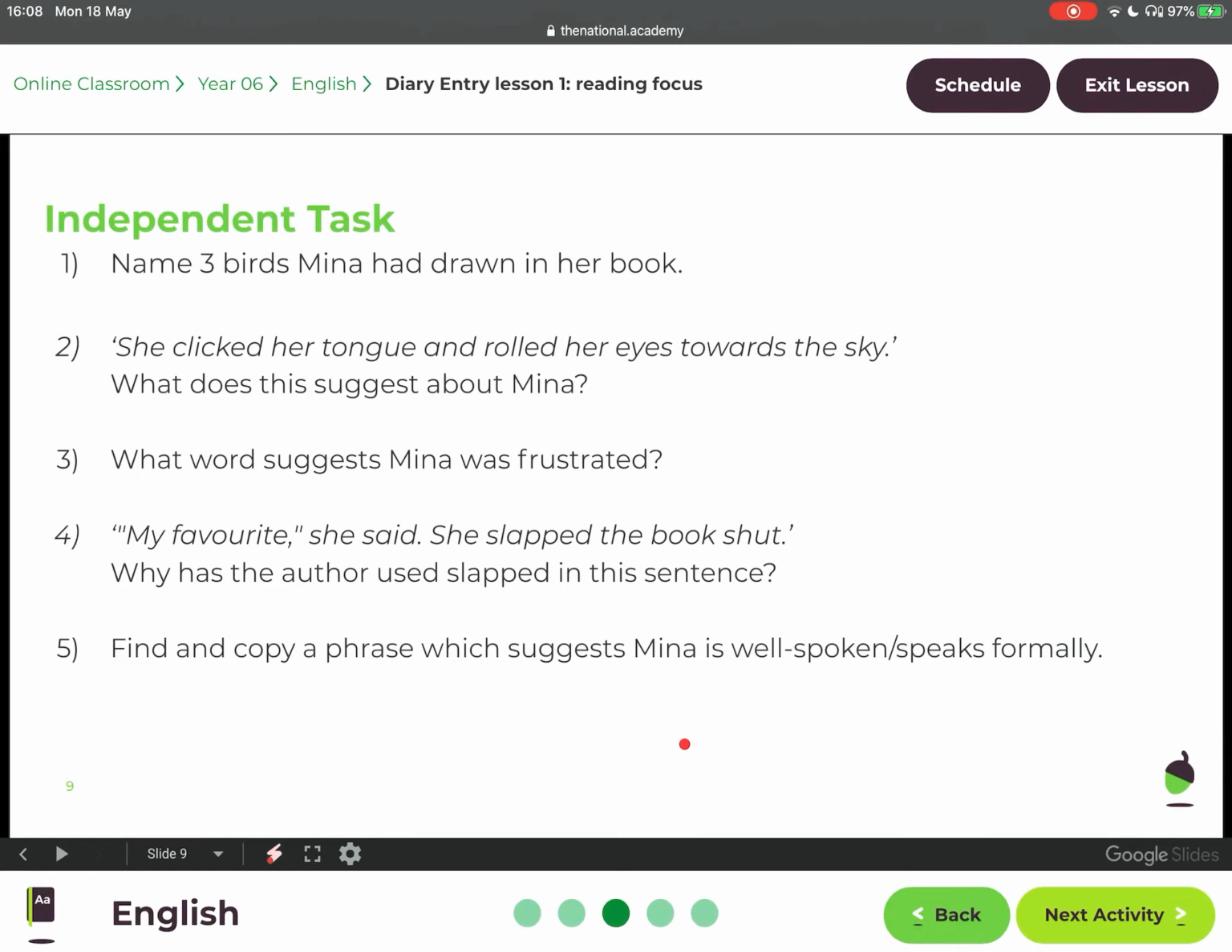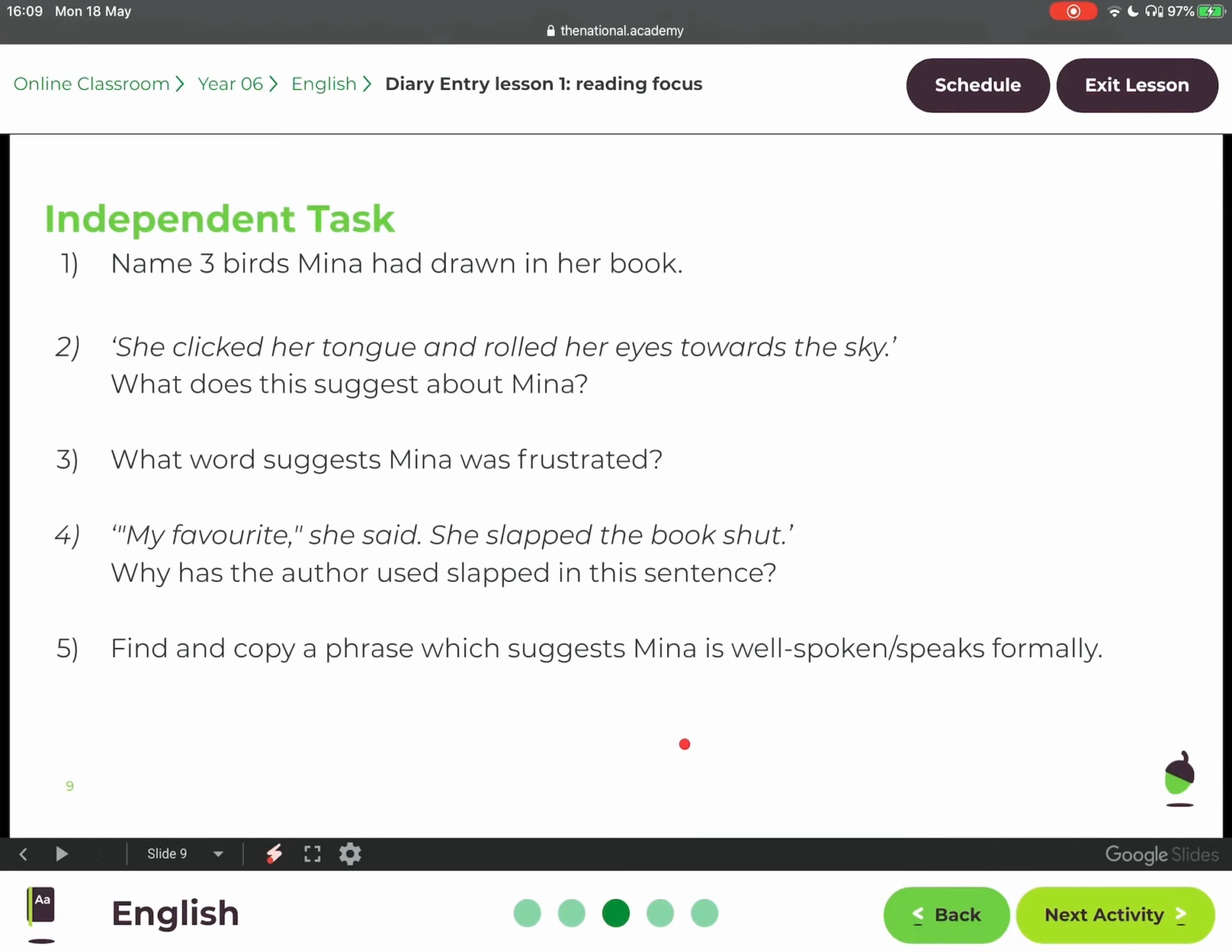Number 2, she clicked her tongue and rolled her eyes towards the sky. What does this suggest about Mina? This could mean that she was annoyed. What word suggests that Mina was frustrated? That would be typical. She said typical. My favourite, she said. She slapped the book shut. Why does the author use slapped in this sentence? It would be to show that she did it forcefully and to show that she is angry.